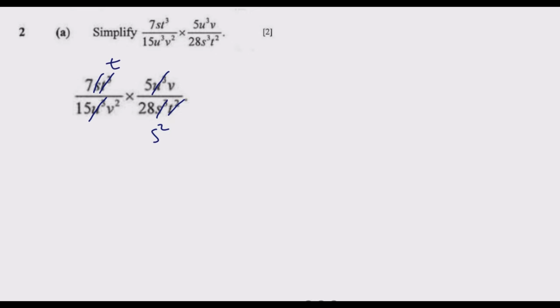Then let's move to v. So we have v squared and v to the power 1 here. So v into v is 1, then v into v squared is basically v to the power 1. Then we are done with the variables. So in terms of variables, we have basically t over vs squared.